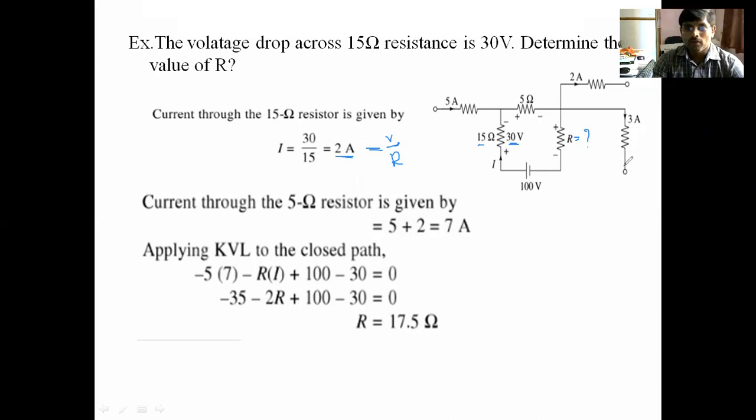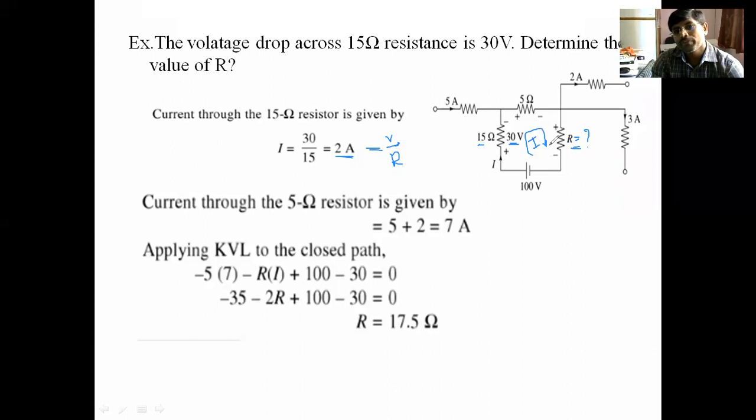Now, here he asked us to find R. Here it seems to be a closed loop. So if you apply KVL, you can get a relation in terms of this 100 volts, the 15 ohm resistance, the 5 ohm resistance, and R.